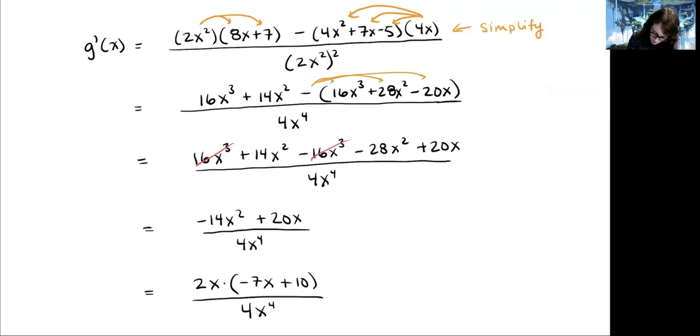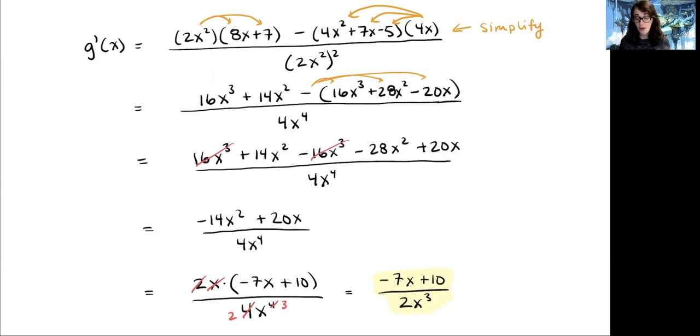Now because this is multiplied here between the 2x and the parentheses, we can simplify with the denominator. So we could cancel out a 2 up top, and we'll have a 2 left in the bottom. We can cancel out an x here, and then it'll leave us with x cubed in the bottom. So at the very end, what we'll have is negative 7x plus 10 all over 2x to the third. That's as simplified as our derivative can pretty much get.